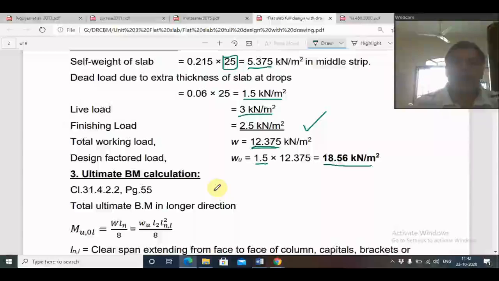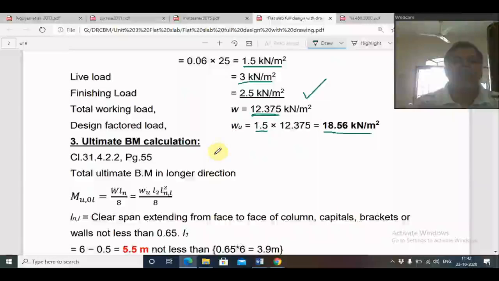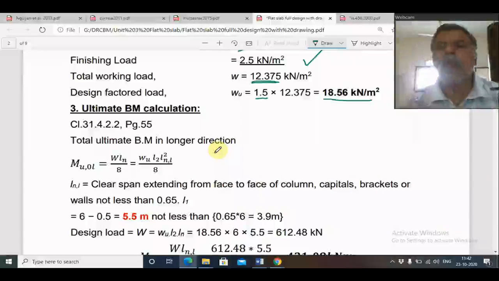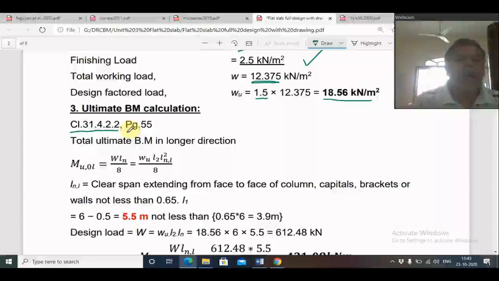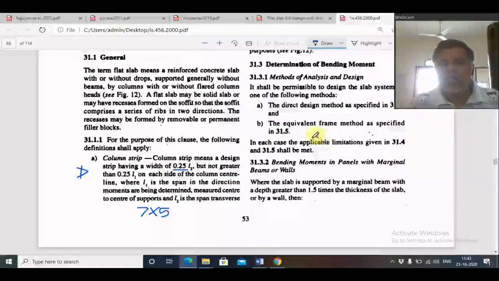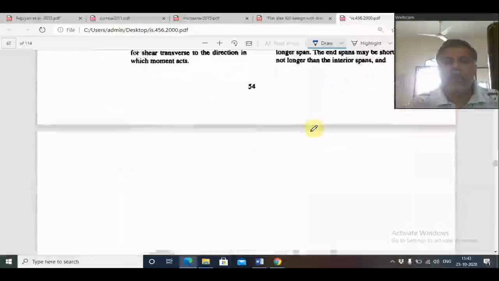Okay, now step 2 is over. Let us start step 3, that is for ultimate bending moment calculations. For that, you have to refer to clause 31.4.2.2 on page number 55. Let me open that page number 55 for your reference.